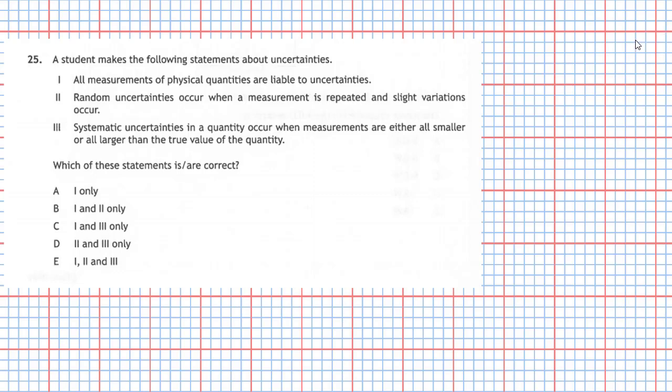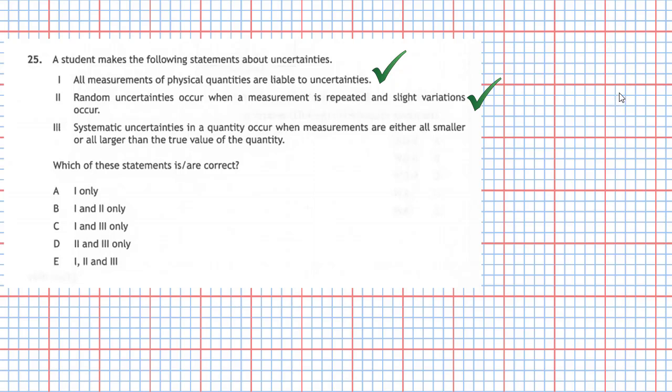Statement 1. All measurements of physical quantities are liable to uncertainties. Well, that is true. Every measurement we make, there are uncertainties involved in it. Random uncertainties occur when a measurement is repeated and slight variations occur. That is correct as well. Because when you take various measurements, slight changes in the atmosphere, slight changes in the way you look at the experiment, all these things result in each measurement being repeated with slight differences in them. So statement 2 is correct.